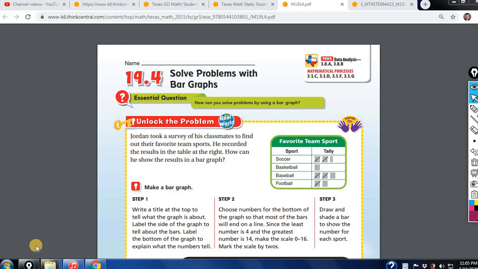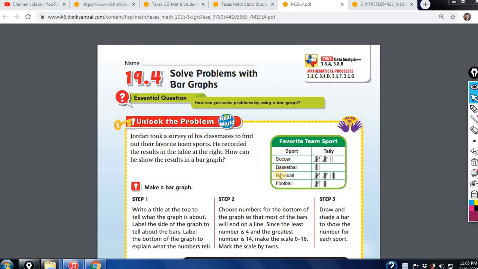Okay, we're taking a look at our next lesson here. It's 19.4, and we're looking at solving problems with bar graphs. So we're going to look at data that we have with the tally marks and create this data using a bar graph.